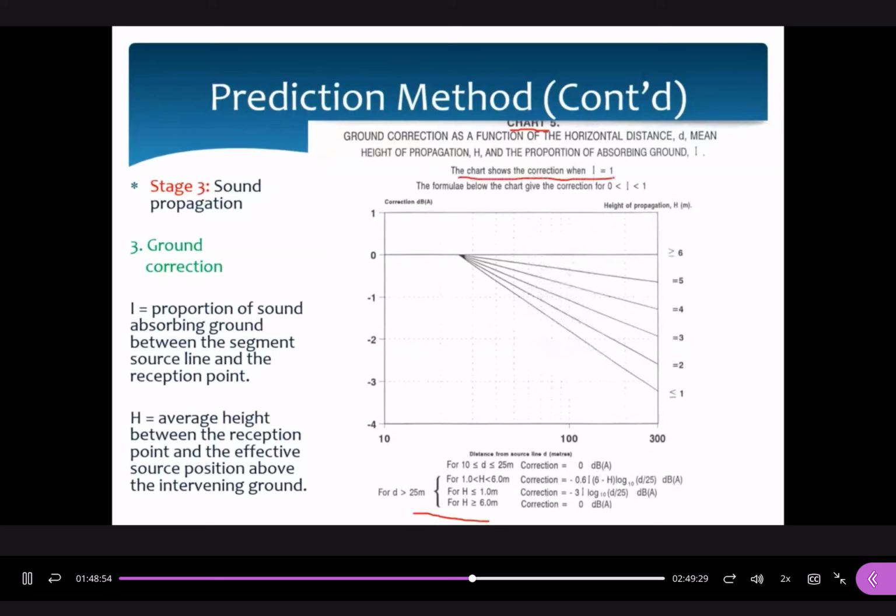This chart shows the corrections when I is equal to 1 only. When I is not equal to 1, please make use of the equation sets here. Okay, I'll repeat again. When I is equal to 1, we use this figure. When I is not equal to 1, we use these equation sets. What is the meaning of I? It means the proportion of sound absorbing ground between the segment's source line and the reception points. Let's say when it is a concrete pavement, it means that the absorbing material is very small, so it is very close to 10% I.